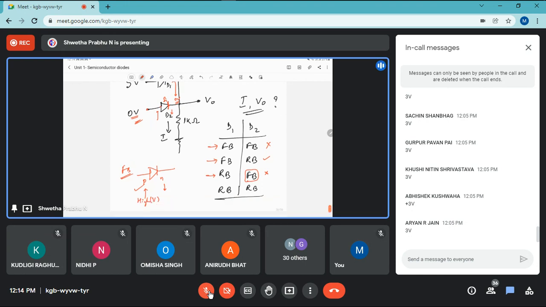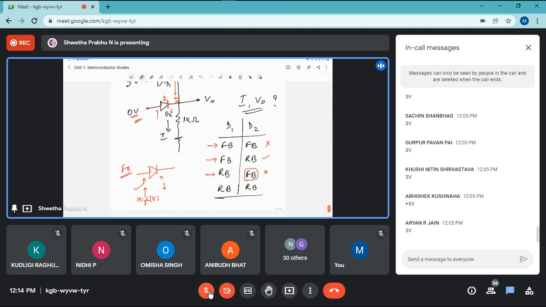For forward biasing, P should be at higher potential compared to N. But here P is at 0 volts and N is also at 0 volts. Is this forward biasing? No, right? This is not at all the condition for forward biasing. So that is the reason the third condition is ruled out. Did you understand?